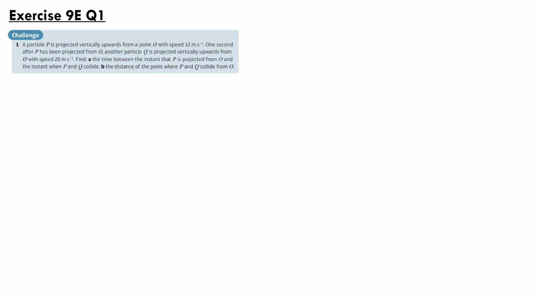Okay, so we can draw a quick sketch to see what we've got going on here. So we have a particle P, I'll draw that in blue. This is our particle P. That is projected vertically upwards with speed 12 meters per second. And then 1 second later we have Q, which I'll draw in red. We'll do that on another diagram here. So this is our particle Q, and this is being projected vertically upwards with speed 20 meters per second.